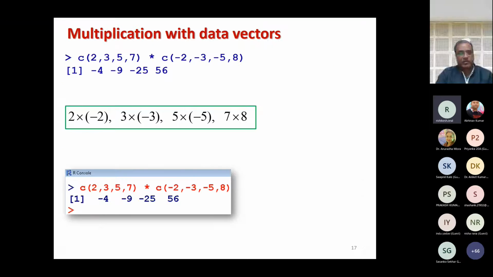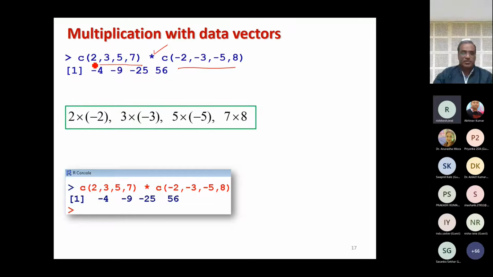And yeah, so you can see there that the way the addition was working, the subtraction is working exactly on the same philosophy. And the same philosophy is continued when you are trying to work with the multiplication. So you can see here, I'm taking 4 elements 2, 3, 5, 7 in the first data vector, and -2, -3, -5, and 8 in the second data vector.